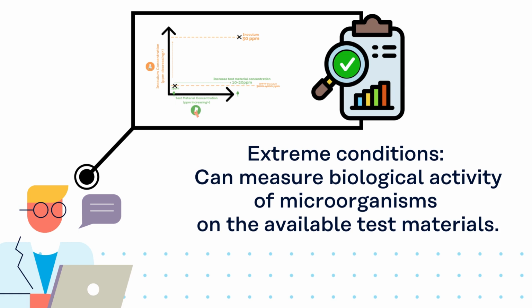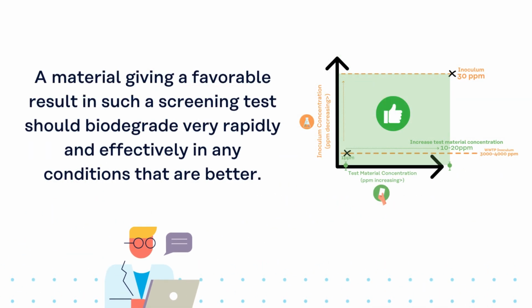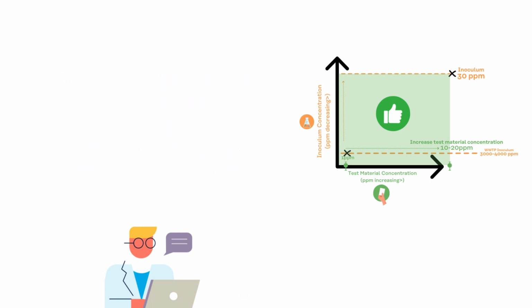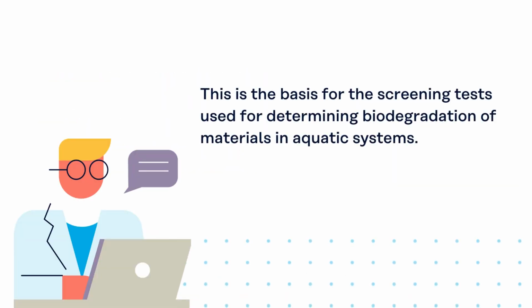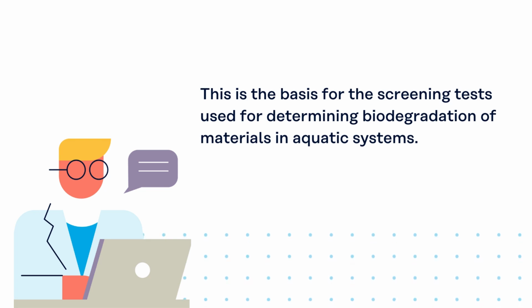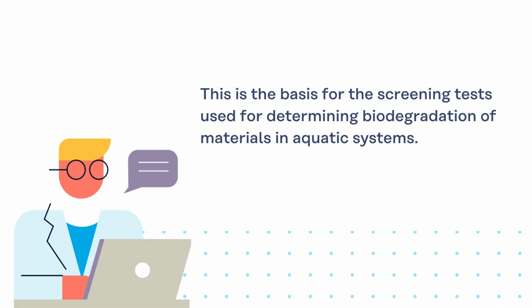These tests are thus conservative and stringent by design, providing very limited opportunity for biodegradation. The idea being that a material giving a favorable result in such a screening test should biodegrade very rapidly and effectively in any conditions that are better, the green area in the chart, i.e. real life. This is the basis for the screening tests used for determining biodegradation of materials in aquatic systems.